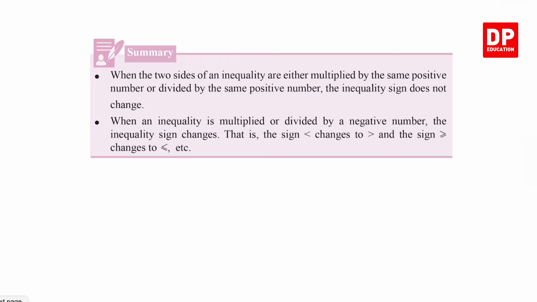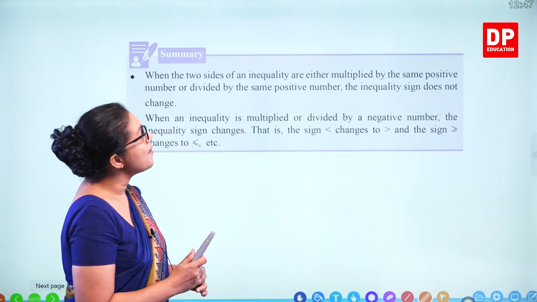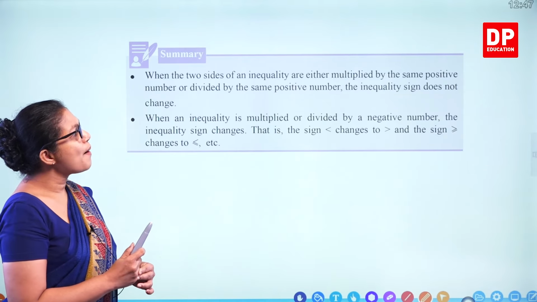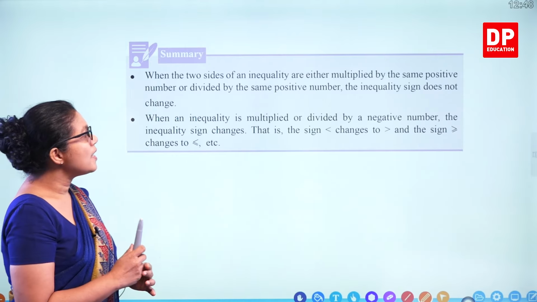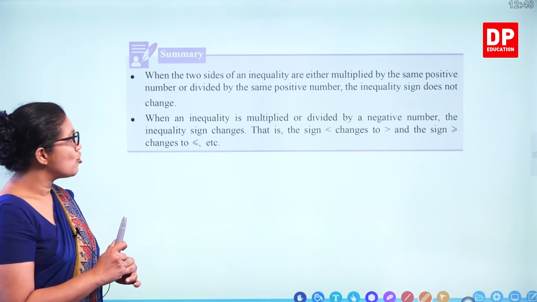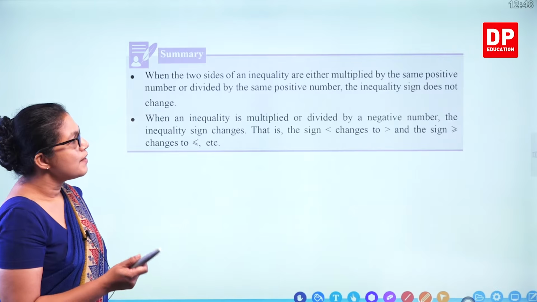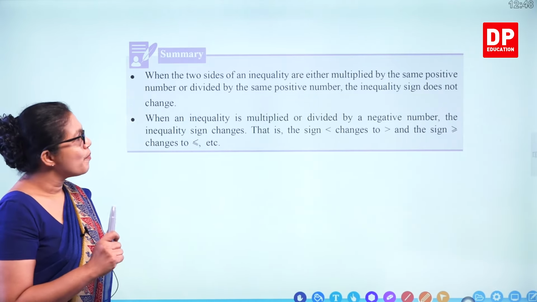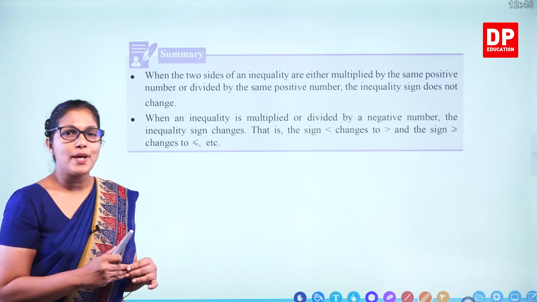So we covered all theory related to inequalities. When the two sides of an inequality are either multiplied by the same positive number or divided by the same positive number, the inequality sign does not change. When an inequality is multiplied or divided by a negative number, the inequality sign changes. That is, the sign less than changes to greater than. And if it's greater than or equal, it changes to less than or equal. So practice all exercises and examples in this lesson and be thorough with inequalities.